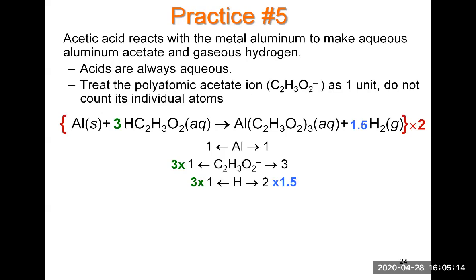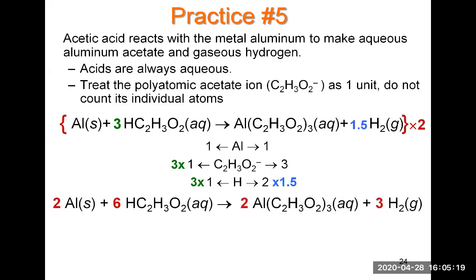And so in front of aluminum, it's going to be a 2. In front of the acetic acid, it's 3 times 2, which is 6. In front of the aluminum acetate, it's going to be 2. And then the 1.5 times 2 is going to be 3 in front of H2.